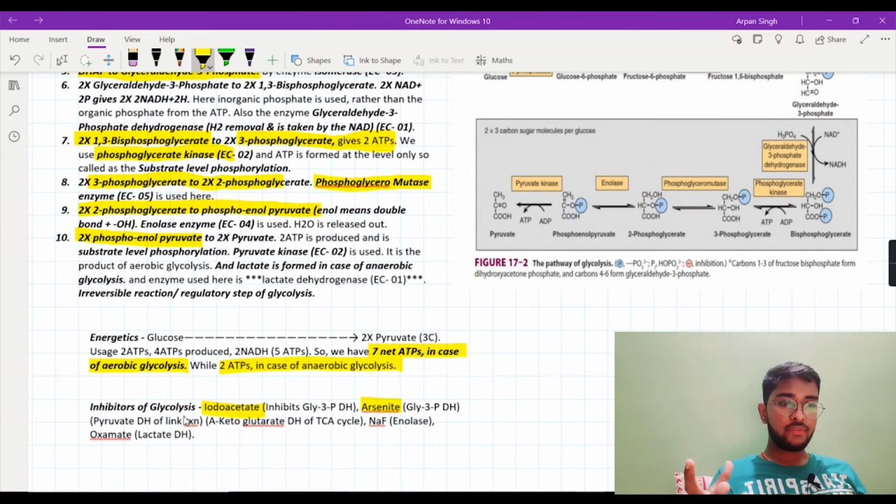Then we also have NaF, sodium fluoride, which acts upon the enolase enzyme. Likewise we have oxamate, which acts upon the lactate dehydrogenase enzyme, so lactic acid formation doesn't occur. Okay, so it was about the inhibitors of glycolysis.